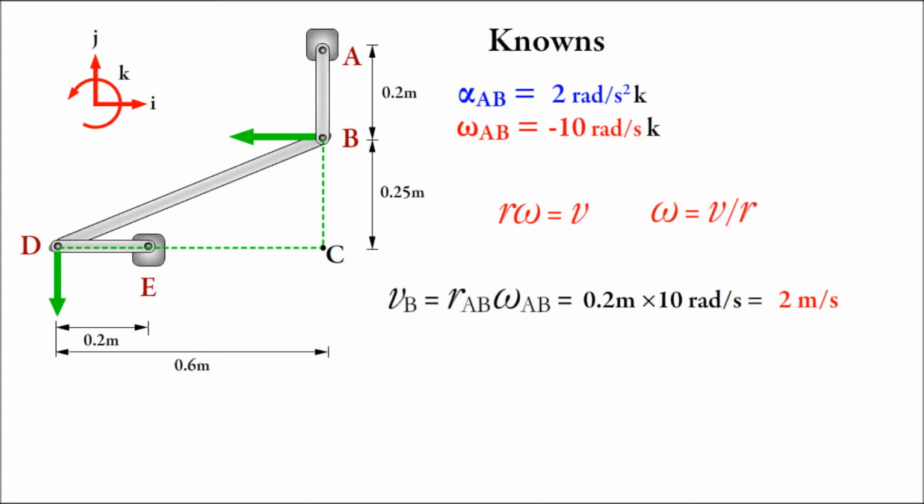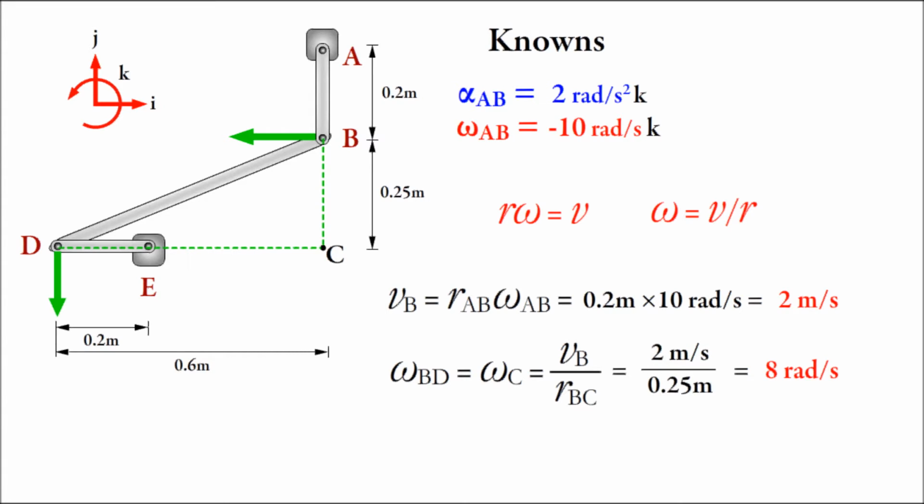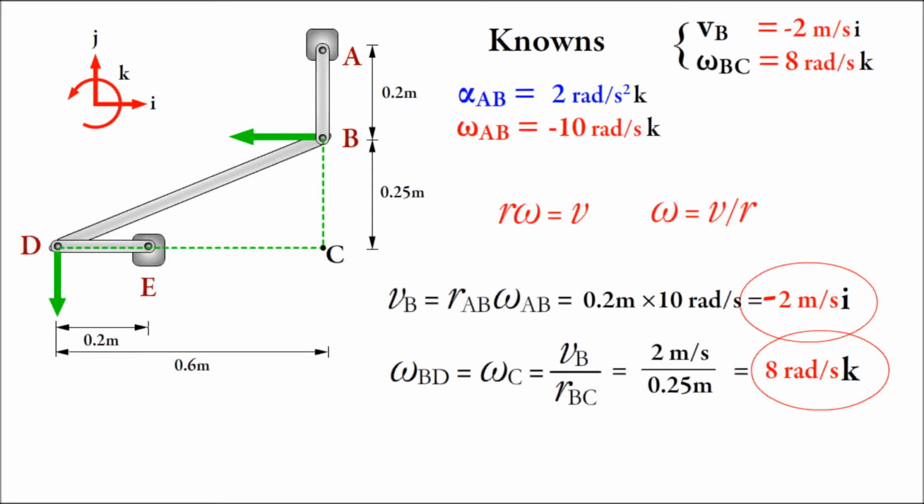Now, the angular speed of BD, which is in pure rotation around C, can be found by dividing the speed of B by the length of BC, which is given to us in the problem as 0.25 meters. And now we end up with 8 radians per second. Remember, we want velocities, not speeds. So looking at the green arrows, VB is to the left, so multiply by negative i, and omega BD, which is counterclockwise, so multiply by positive k. Now we can add these to our knowns.